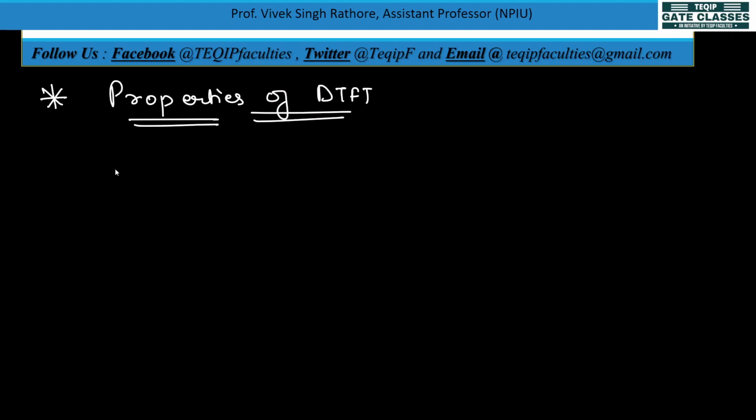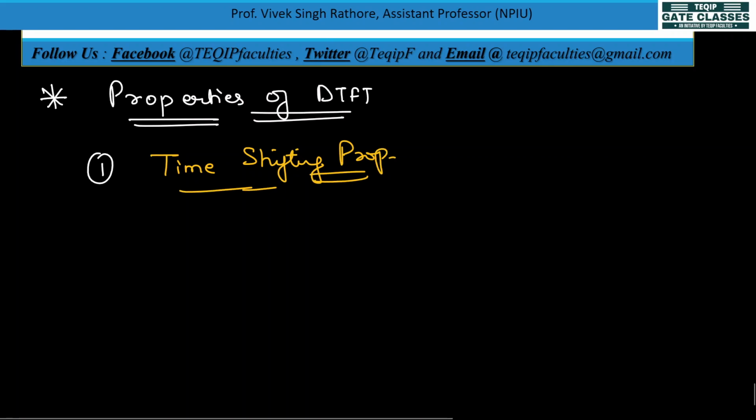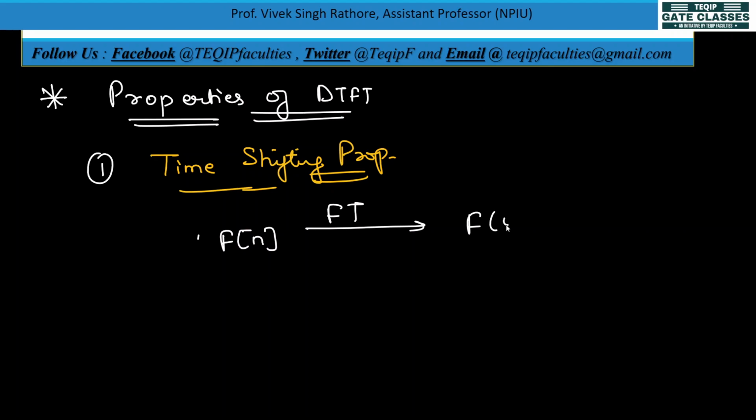First property which we will be seeing is time shifting property. Time shifting property is very easy. In time domain, we will shift the signal. Let's suppose f of n DTFT. It is Fourier transform only, but for discrete time signal. So you can understand I am talking about DTFT only. So f of n will give Fourier transform as F of omega.